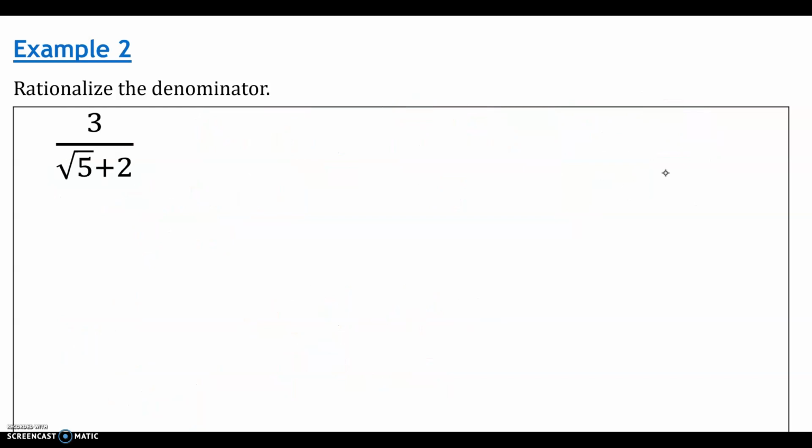For this one, the conjugates in the denominator are in a different order, but it doesn't matter. The conjugate would be square root of 5 minus 2. Remember, conjugates only differ in sign.